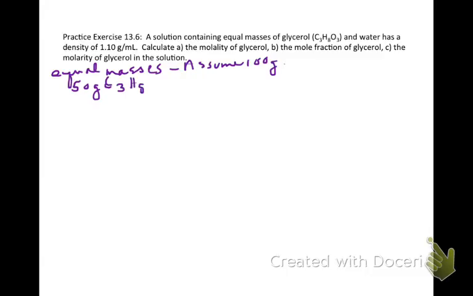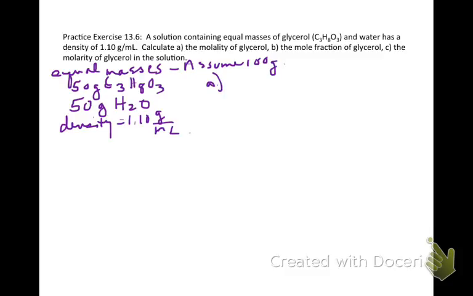We have, in the given, okay, so equal masses. They don't tell us what those are. Probably should assume something. So let's assume that we have 100 grams. So if I have equal masses, I have 50 grams of the glycerol, C3H8O3, and 50 grams of water. And we're given that the density is equal to 1.10 grams per milliliter.